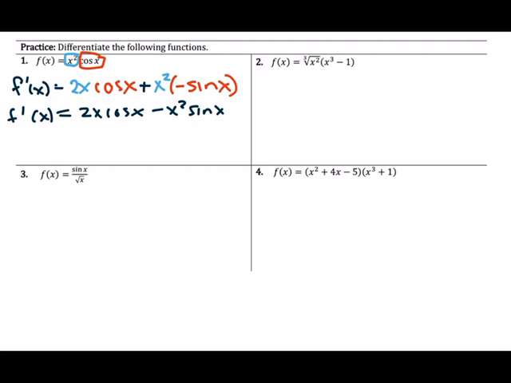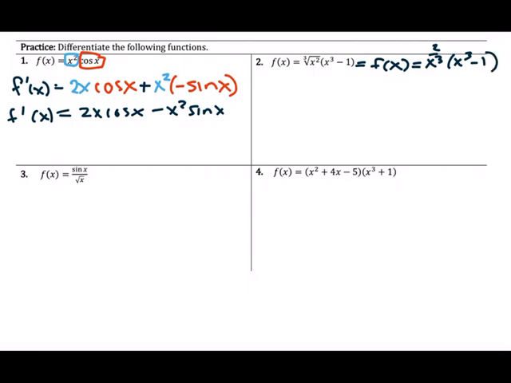Okay, looking at number 2, I'm going to rewrite this using rational exponents instead of radicals. So remember that the cube root of x squared, the top number of the fraction is the number that's inside. I like to say top dog in the doghouse. So it's going to be 2 over 3, x to the 2 over 3 times x cubed minus 1.